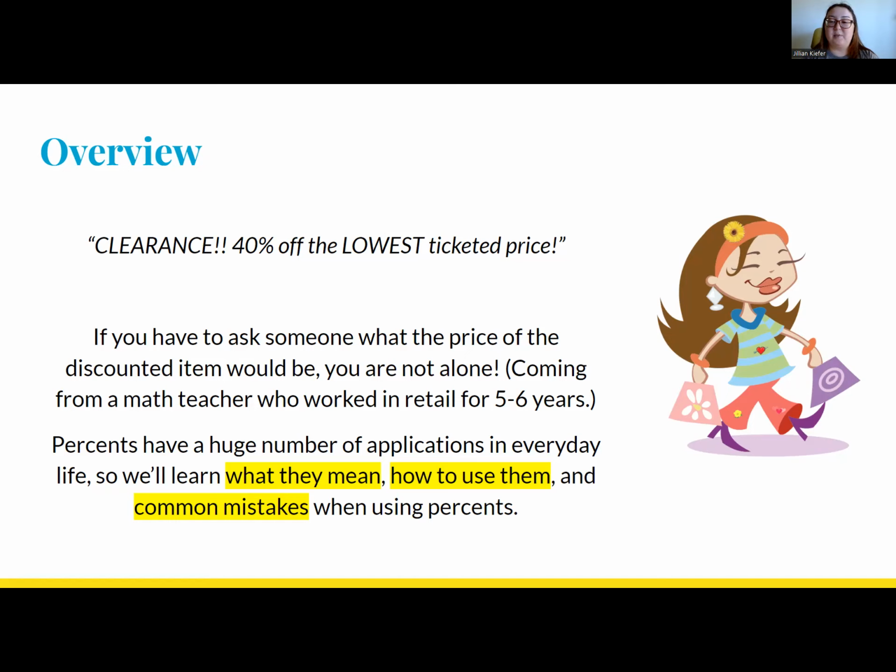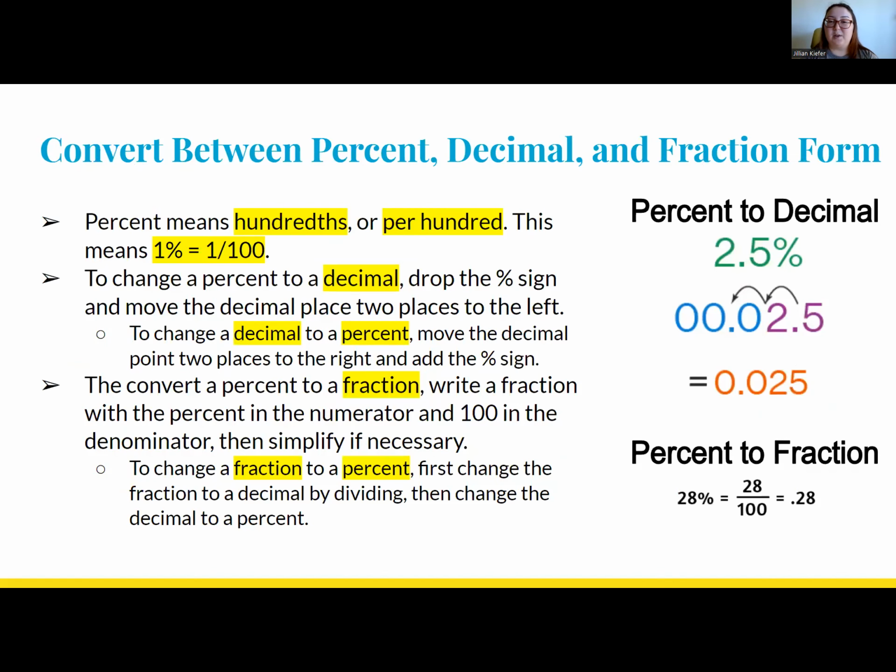So percents have a huge number of applications in everyday life, which we know, so we'll learn what they mean, how to use them, and common mistakes when using percents. Converting between percent, decimal, and fractional forms: we say percent really means hundredths or per hundred. Cent, I believe, is 100 in French. So per cent would be per 100. This means that 1% is the same thing as saying 1 out of 100.